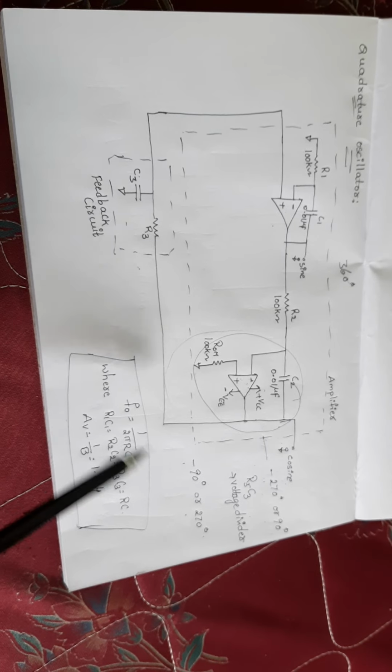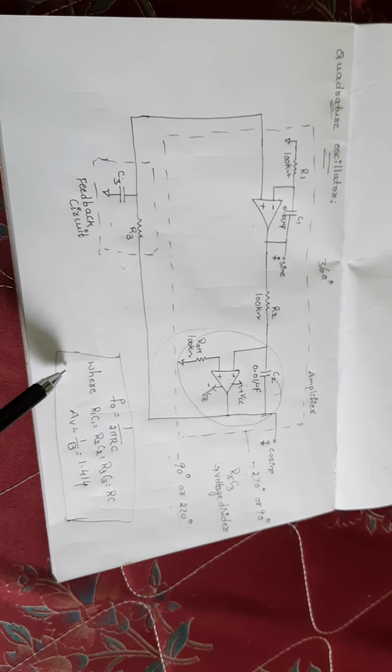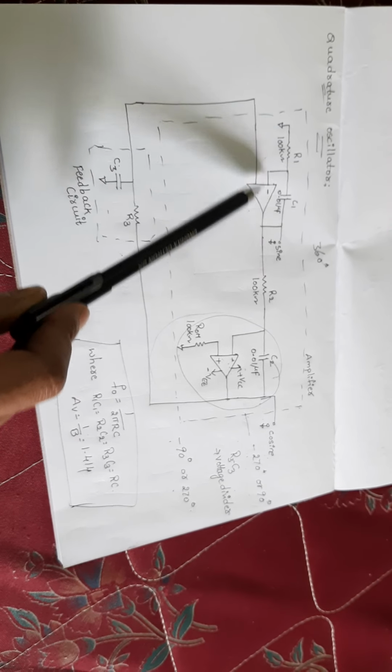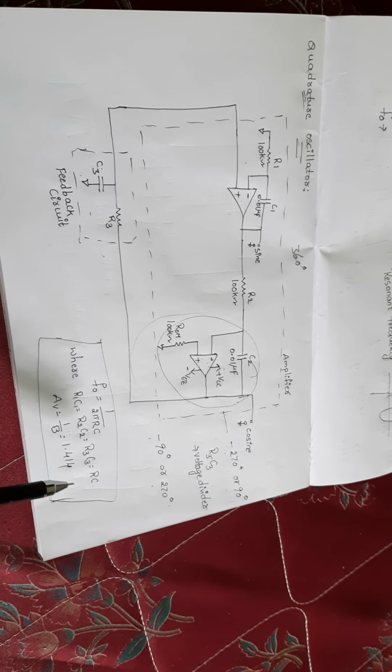And at one particular frequency F naught, this total phase shift of 360 degrees is obtained. That frequency F naught is called the frequency of oscillation. The frequency of oscillation is given by 1 by 2 pi RC, and here we are considering all the resistor values and capacitor values to be the same. The time constants R1 C1 equal R2 C2 equal R3 C3 equal RC in this quadrature oscillator, and the gain is given by 1 by B is equal to 1.414.